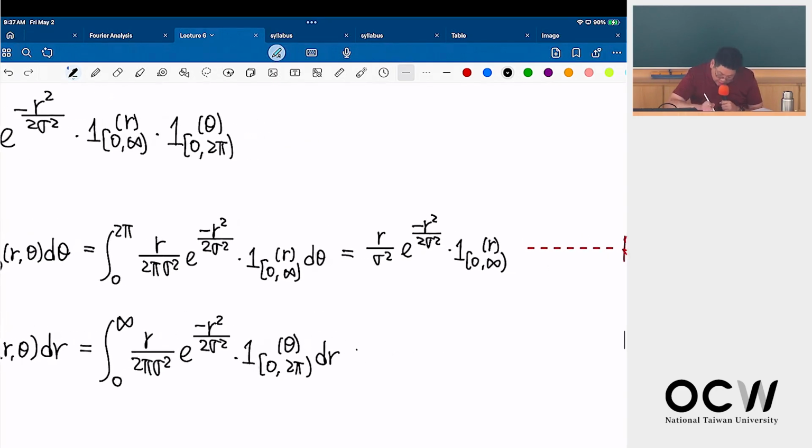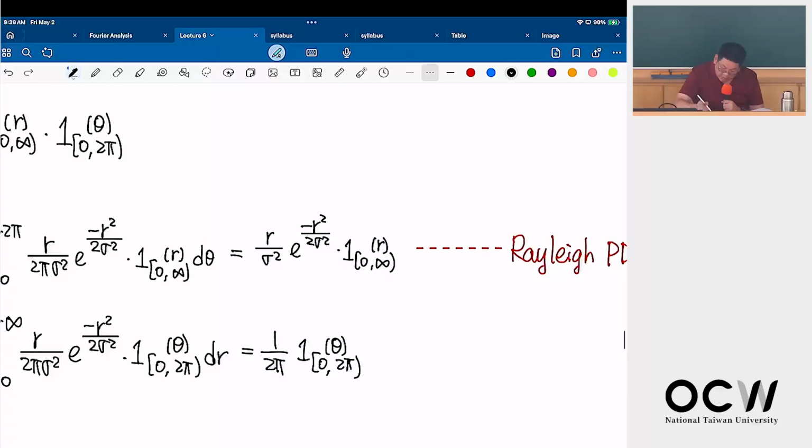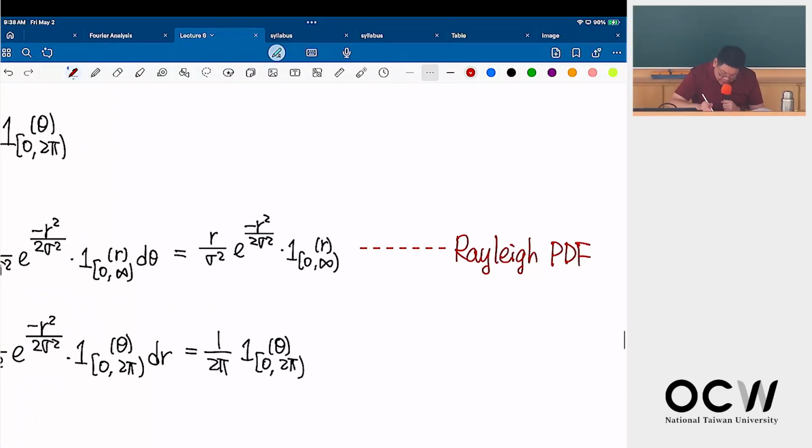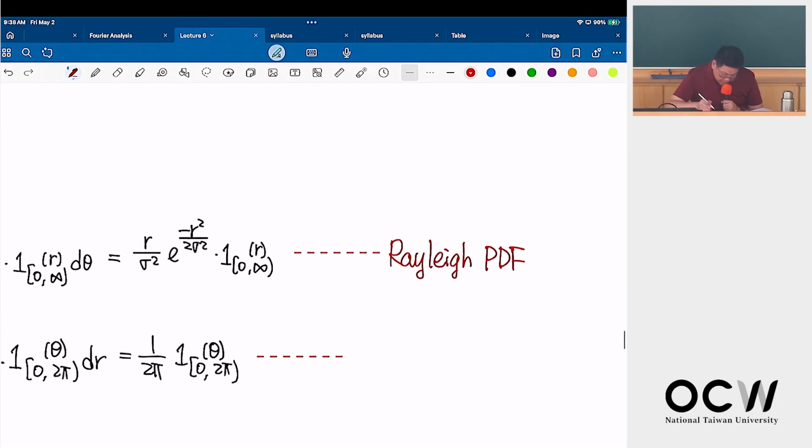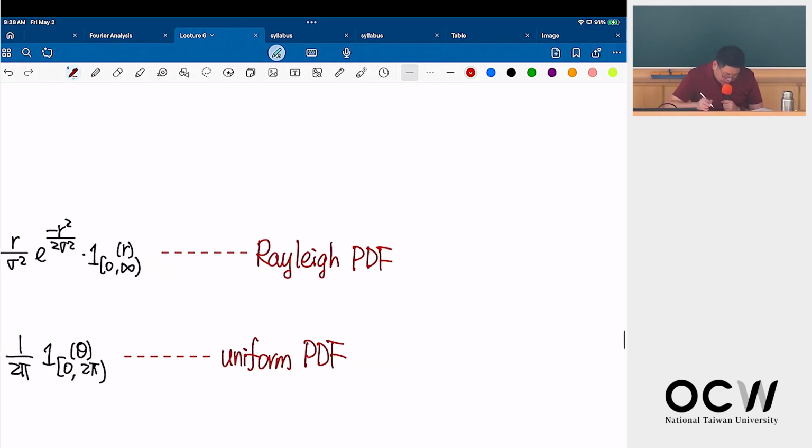And then doing the integration, you'll finally get 1 over 2 pi, and your theta is from 0 to 2 pi. For this distribution, you can see this is a uniform distribution, a uniform PDF. And this uniform PDF is on the interval 0 to 2 pi.